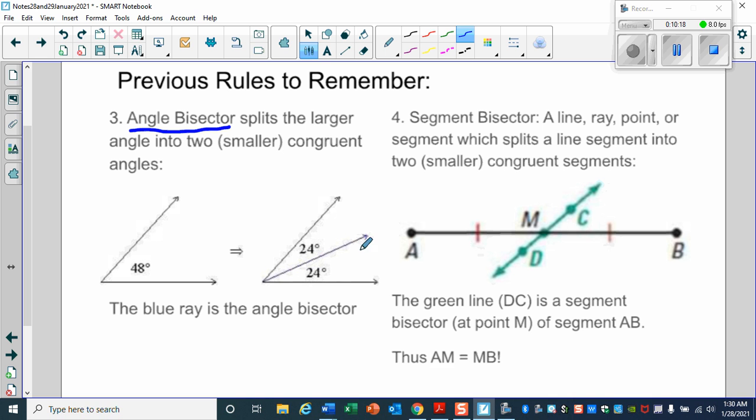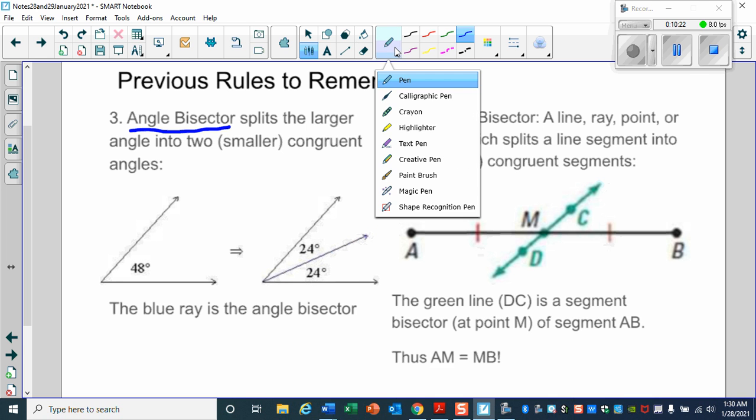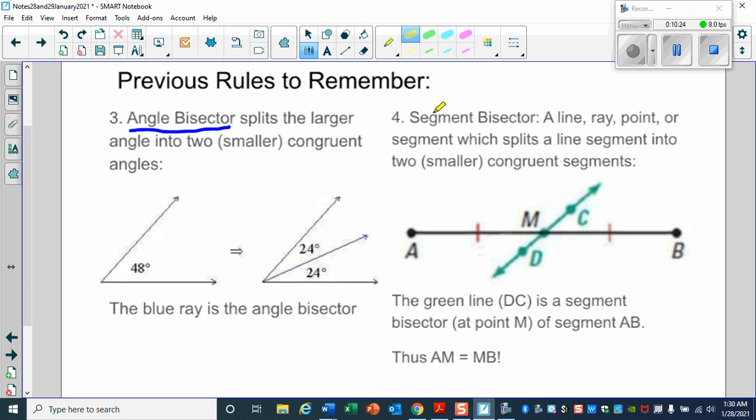You don't see it too well, but there's a blue ray right here. That's your angle bisector. Highlight that. There we go.